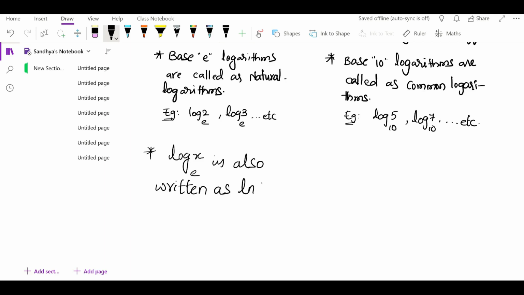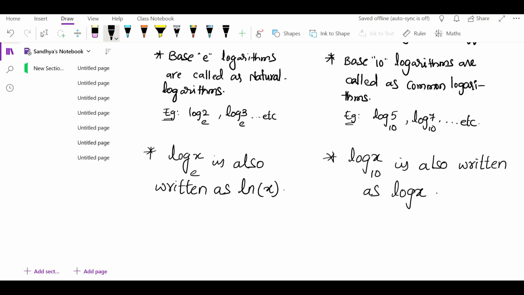Log x base e is also written as ln of x. In common logarithms, log x base 10 is also written as log x.